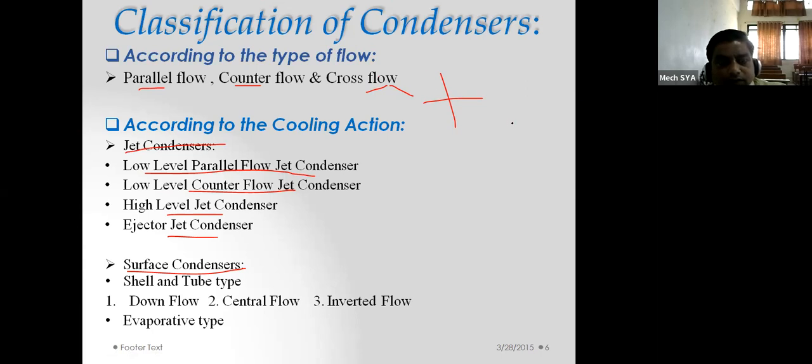So jet condenser means the condenser in which the cooling water and the exhaust steam directly get mixed with each other. And in a surface condenser, they don't mix with each other. They may flow in pipelines, in the form of tubes. So there are surface condensers, shell and tube, depending on the direction of steam: down flow, center flow, inverted flow.